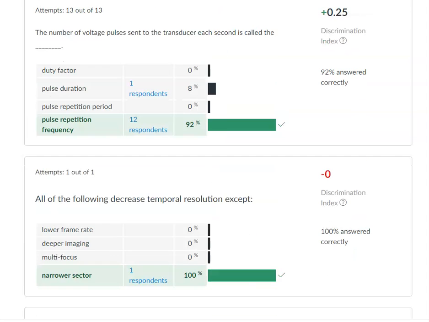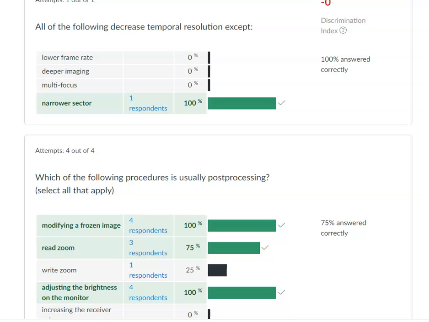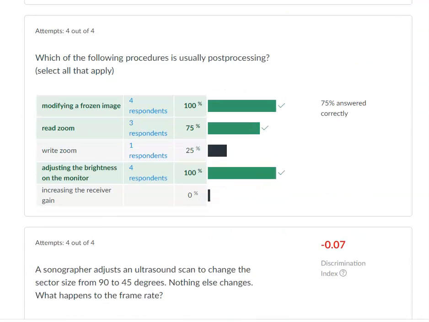Next question. The number of voltage pulses sent to the transducer each second is called the pulse repetition frequency. The length of each pulse is called the pulse duration. All the following decrease temporal resolution except narrowing the sector. If you widen the sector, again, that's going to increase your temporal resolution. Everyone got that right? Very happy.